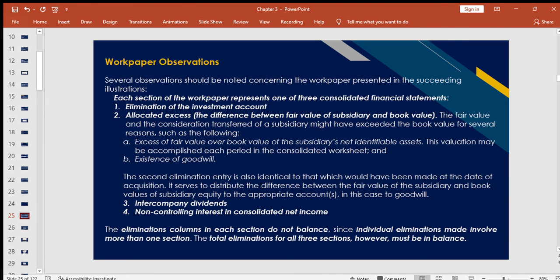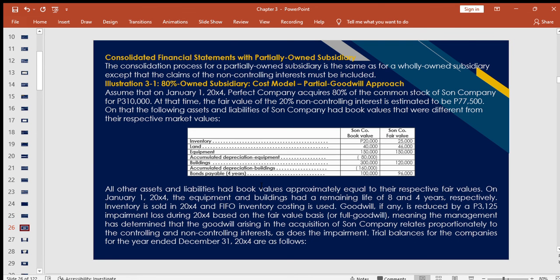Workpaper observations: you can read more on this. For our illustration, I will discuss this more in our next recording. See you guys.